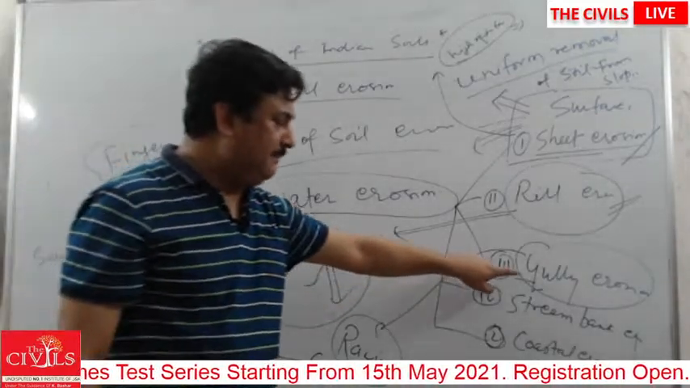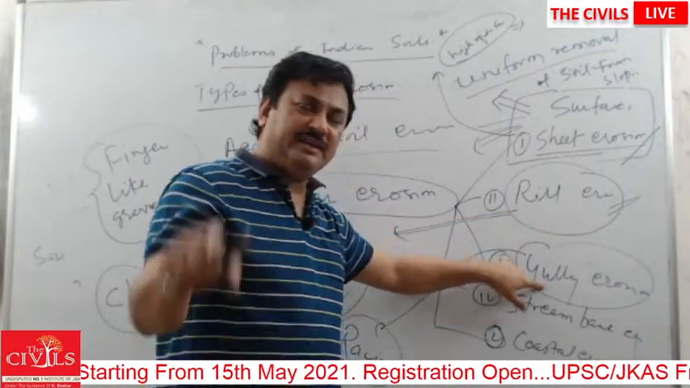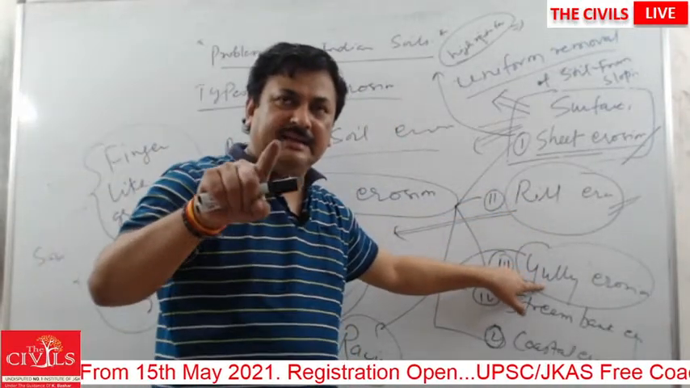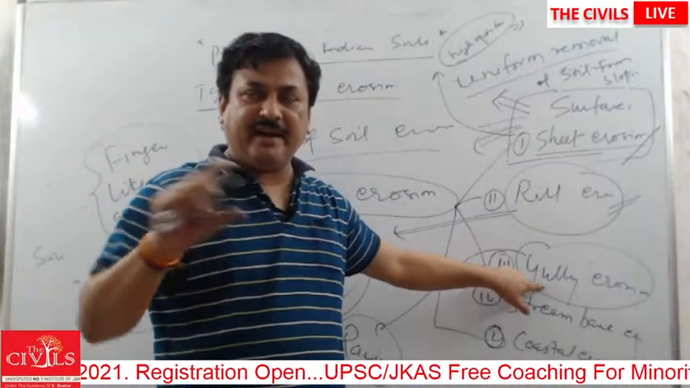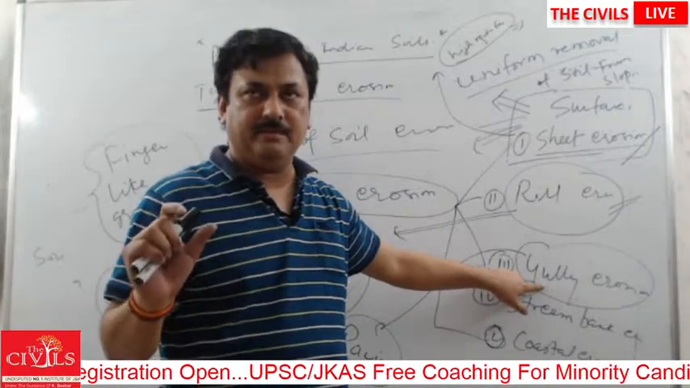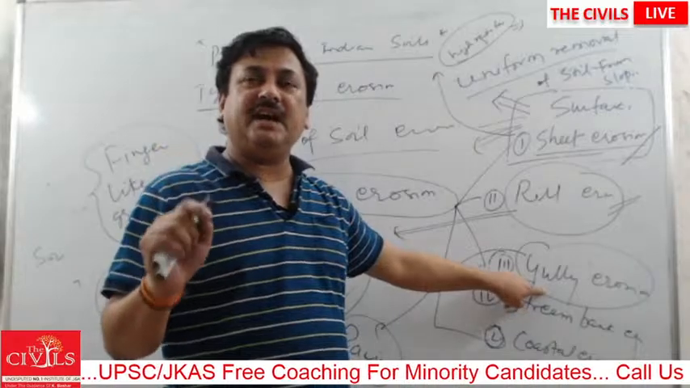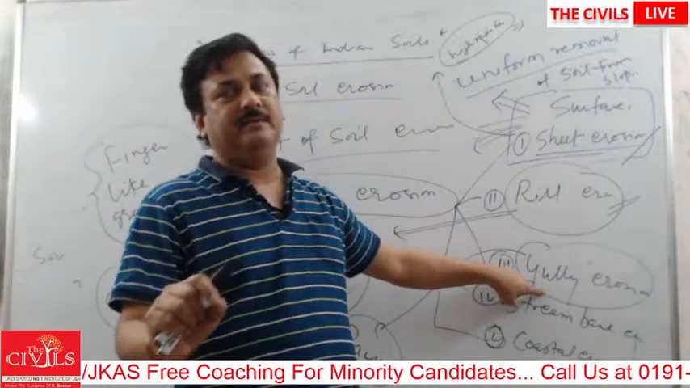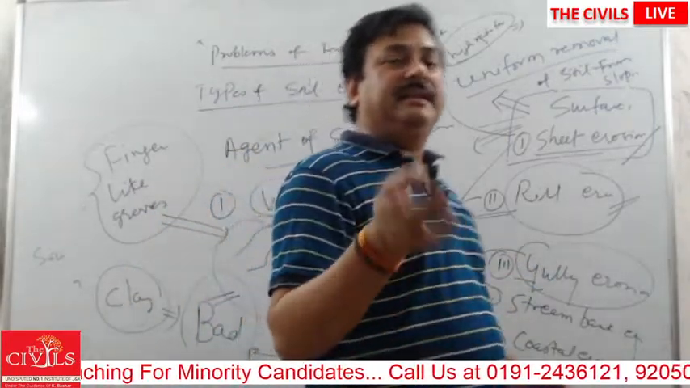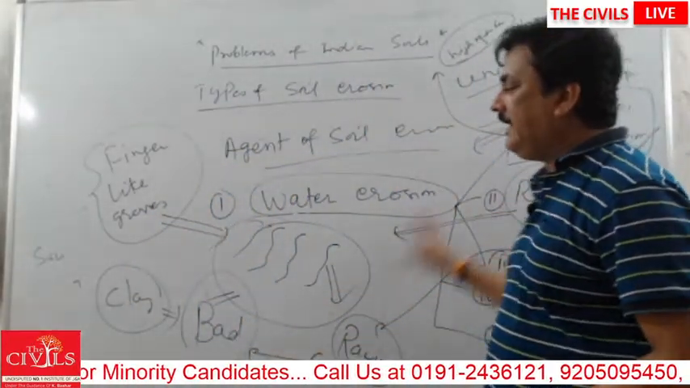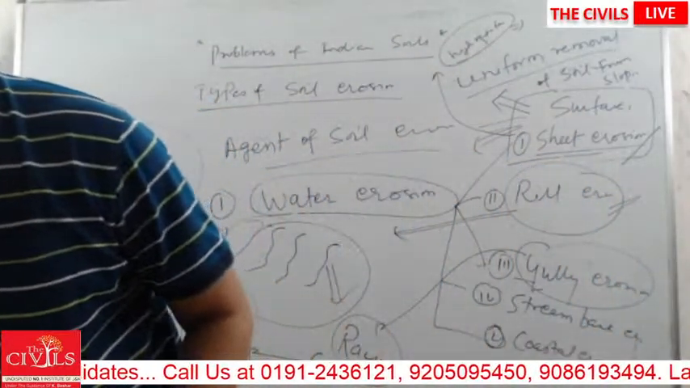Gully erosion is simply the extension of rill erosion. If gully erosion takes place in a large part of an area, such an area is called a ravine. Ravine means bihad. That area is unfit for agriculture, and this is the reason this area is also known as badland topography. I hope it is clear to all of you.